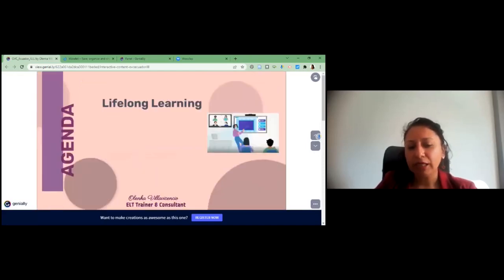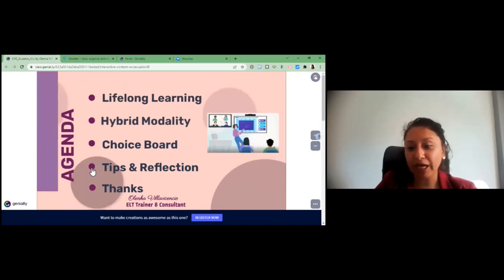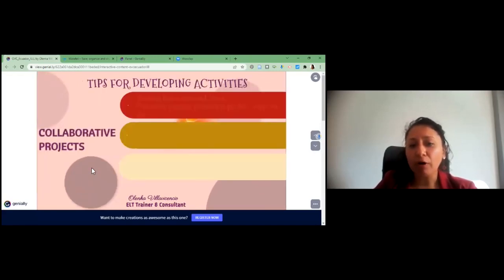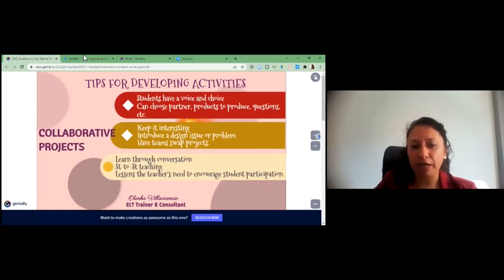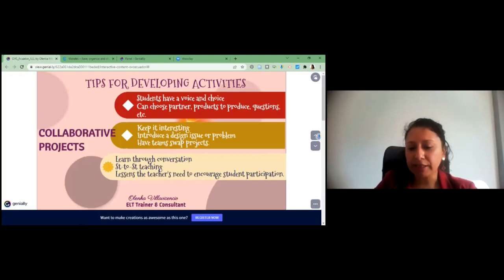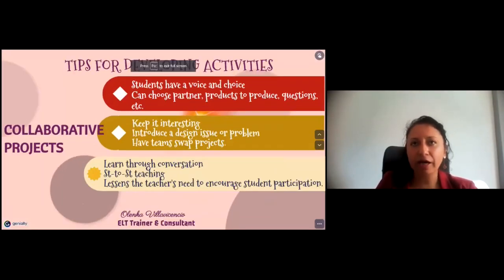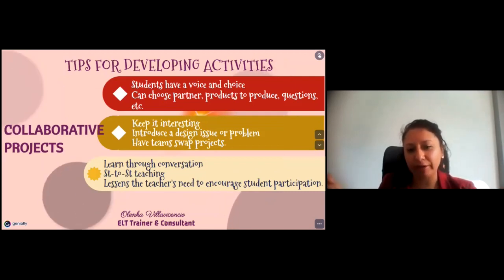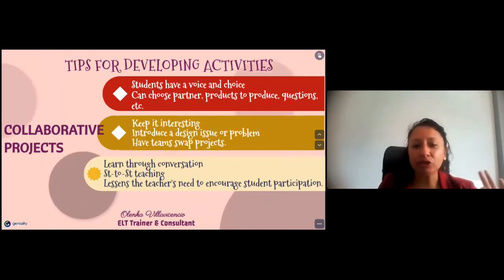And right now, let's go to the tips and reflections to finish this part. Collaborative projects require different things. In a collaborative project, students have a voice and choice. Don't say, you have to use this. No, try to give different activities and they have to choose whatever they want to do according to your learning outcome. Keep it very interesting.